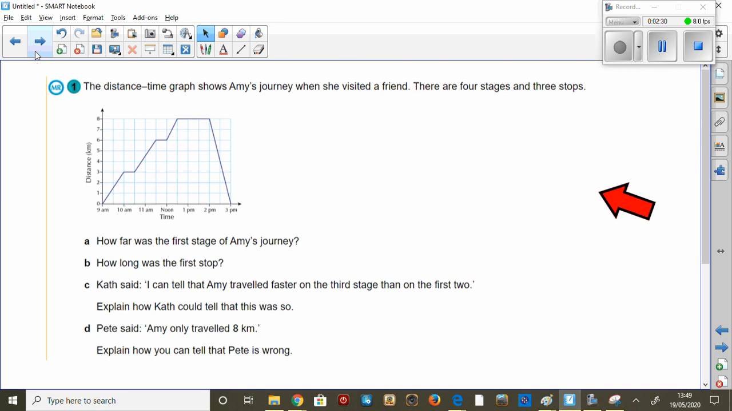Now it's time for you to try the exercise. So when you're doing these questions, make sure you're reading the information about the question itself, the different stages. There are 4 stages and 3 stops. Stage 1, stop. Stage 2, stop. Stage 3, stop. And then the return journey, stage 4. And then each question will be answered either by reading the distance scale for a stage or reading the time scale for a stage. You have to do that work and then explain why the relevant statement is true or false.